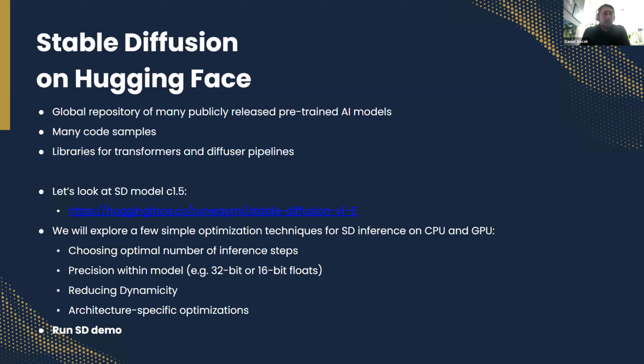What I'm intending to do through this demo is to quickly explore some optimization techniques, for both CPU and GPU, such as choosing the optimal number of inference steps and precision. We can change from 32-bit to 16-bit and still retain really good accuracy, but the inference speed will be improved quite a bit. Then, a little bit more advanced, we can look into things like reducing dynamicity.